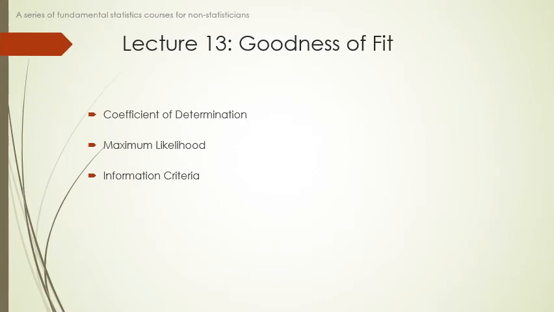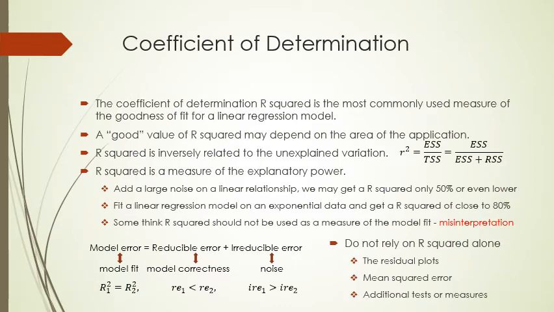In the 13th lecture, we will cover the goodness of fit and the maximum likelihood in linear regression models. From the last lecture, we know the coefficient of determination R² is the most commonly used measure of the goodness of fit of a linear regression model. However, we may not be able to tell if the linear model is appropriate based only on the R² value.